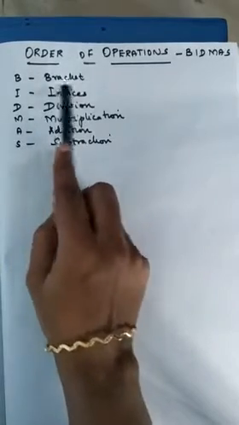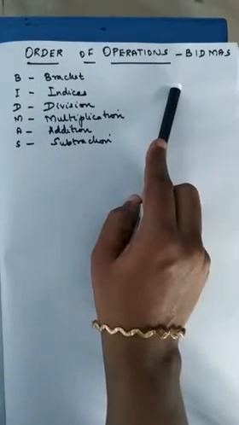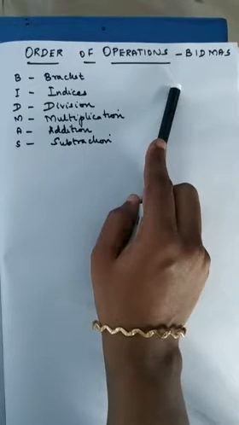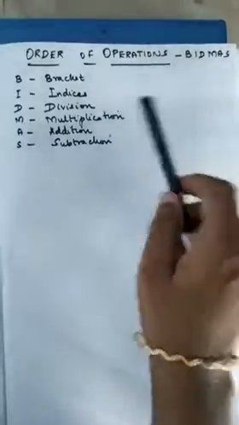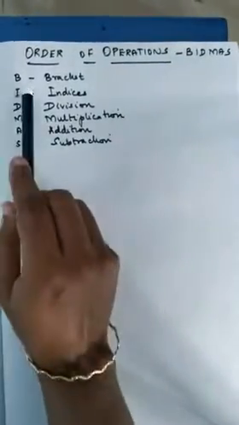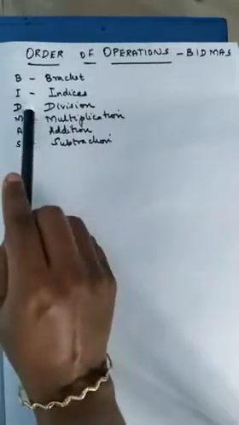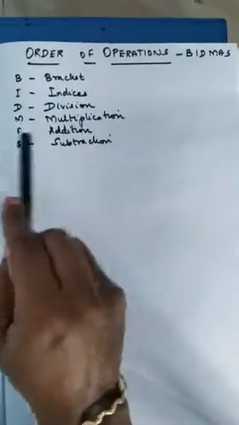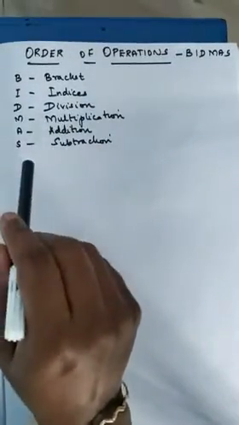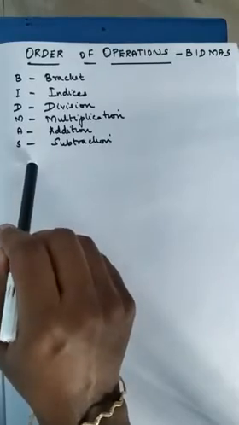So, what is this order of operations? This is the order in which we have to execute our given problem. Execute here means solve, that is, step by step how we are going to solve. First we should take the bracket. Then we should go for division. Then multiplication. Then addition. Only at the last you should go for the subtraction.